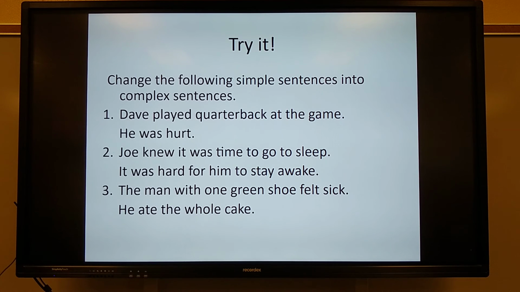Number 2, Joe knew it was time to go to sleep. It was hard for him to stay awake. Let's say I use the word because. Joe knew it was time to go to sleep because it was hard for him to stay awake.